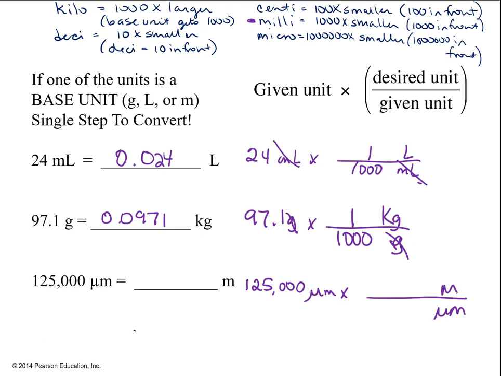So then what numbers do you put in? A million. Micro gets the million, which is a 1 with 6 zeros after it. Meters gets the 1. The base unit is bigger, so it gets the 1. Micro is smaller, it gets the million. Now when I do this math, micrometers and micrometers will cancel. 125,000 divided by a million ends up being 0.125.